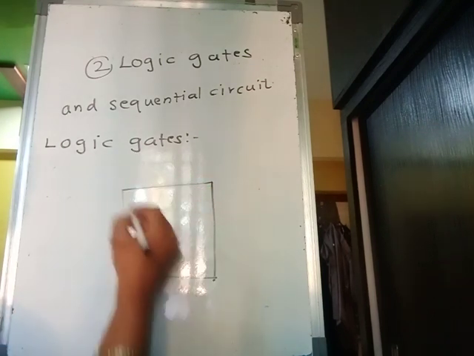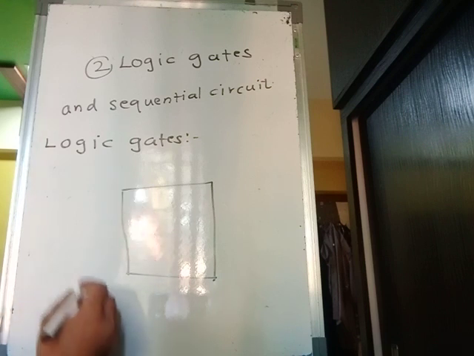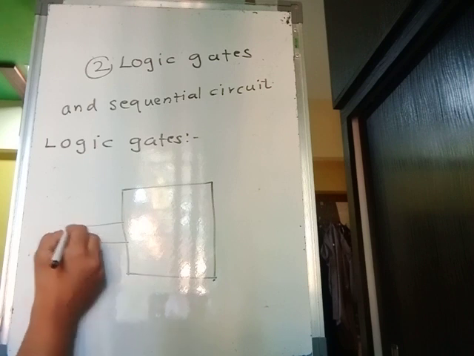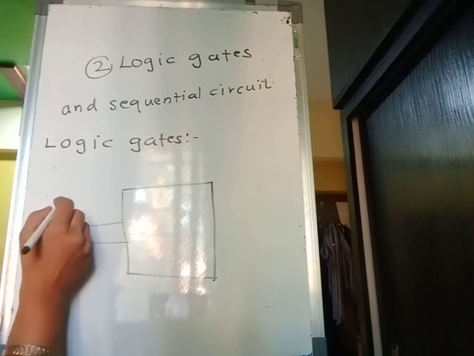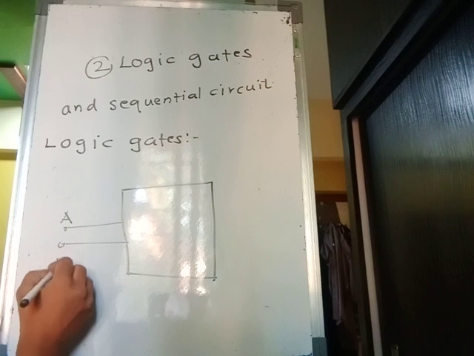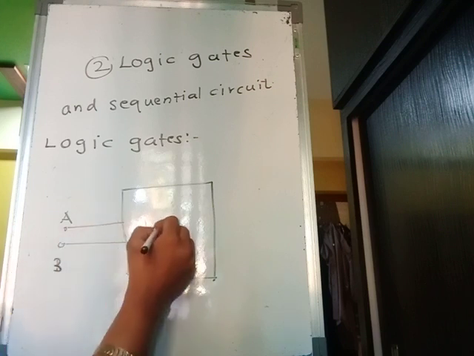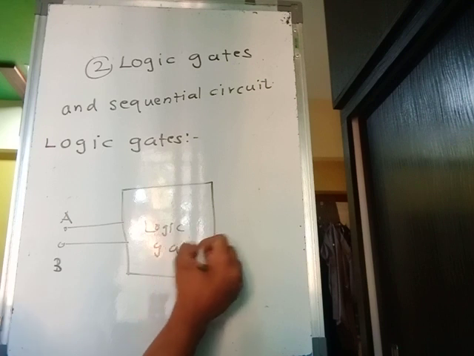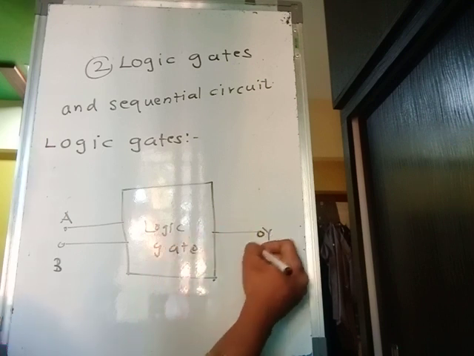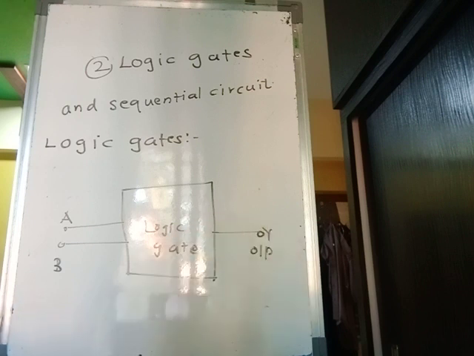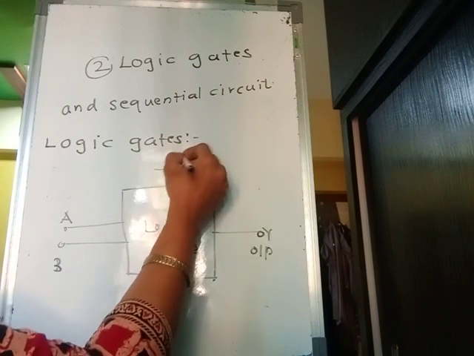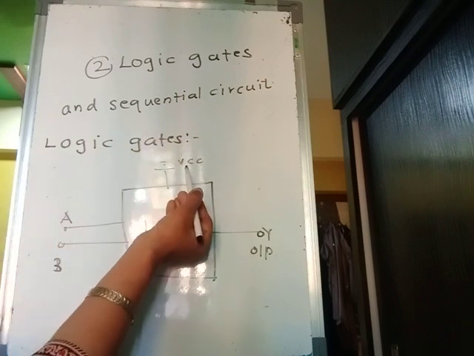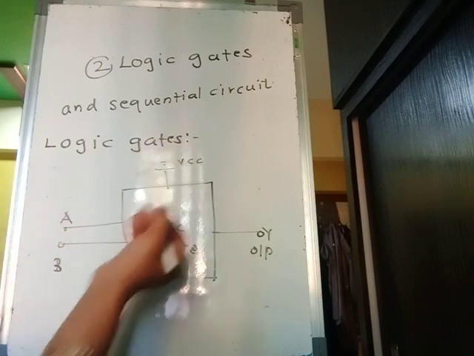It is one electronic circuit which has one or more inputs. These are the inputs A and B. This is your logic gate, and it has only one output. It only has the one output. This is the voltage, VCC.